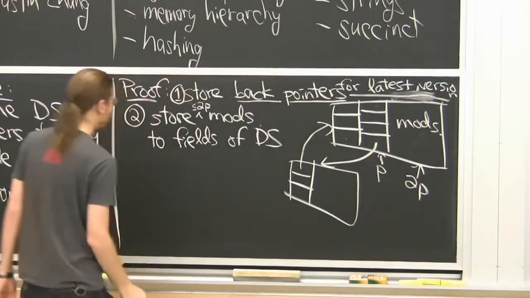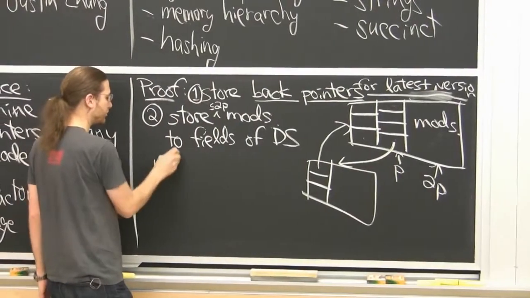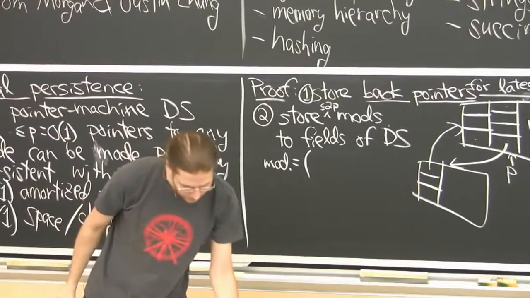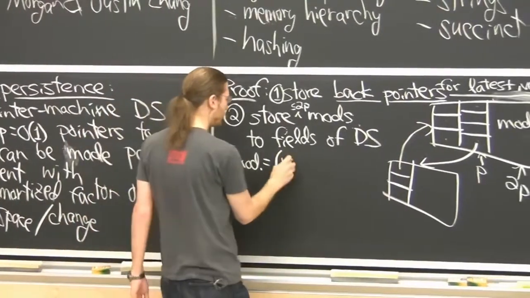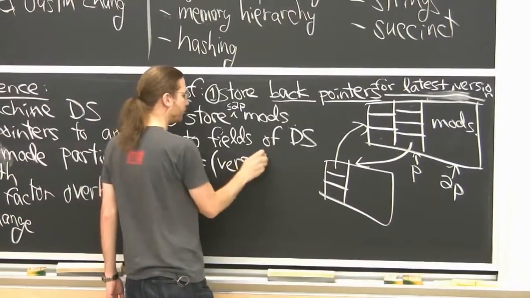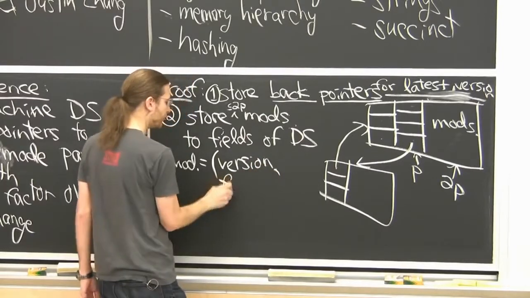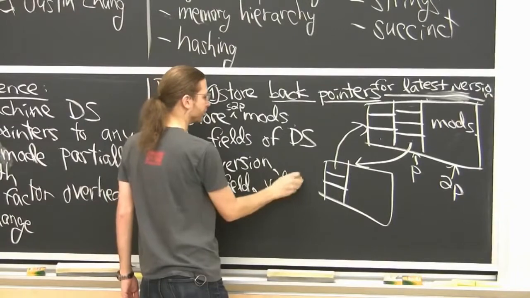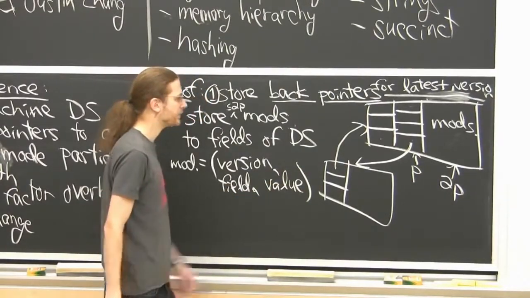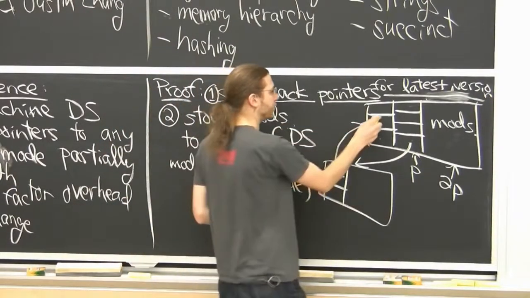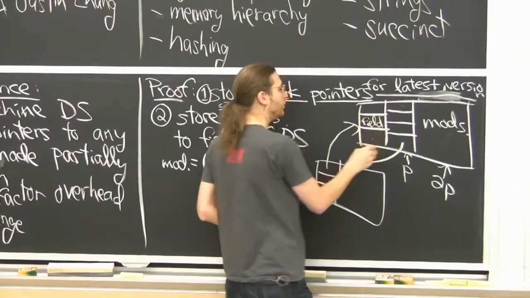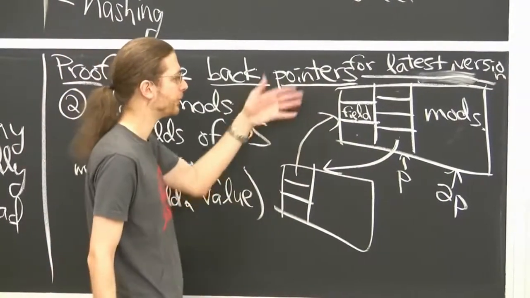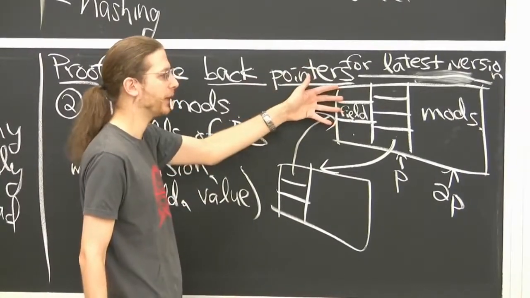And what's a modification look like? It's going to consist of 3 things. Get them in the right order. The version in which something was changed, the field that got changed, and the value it got changed to. Okay, so the idea is that these are the fields here. We're not going to touch those. Once they're set to something, or whatever they are initially, they will stay that way.